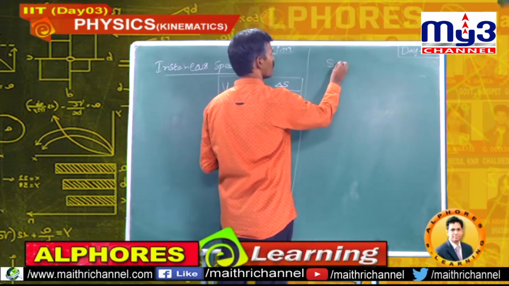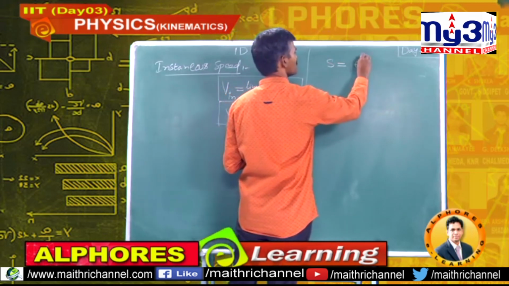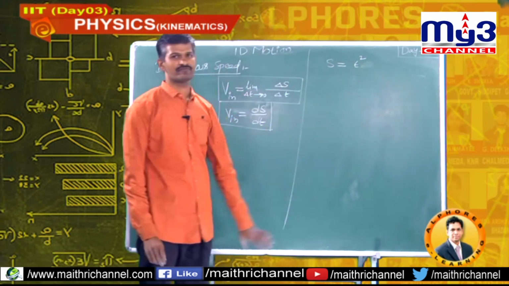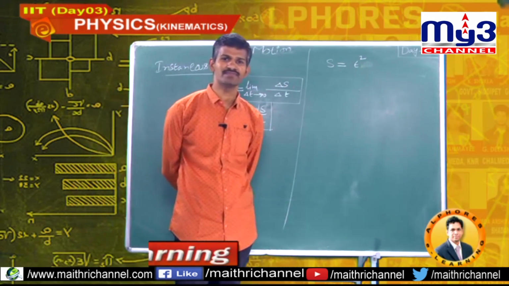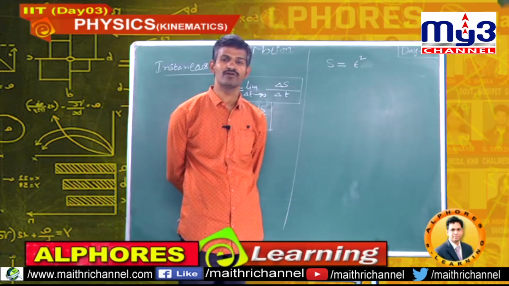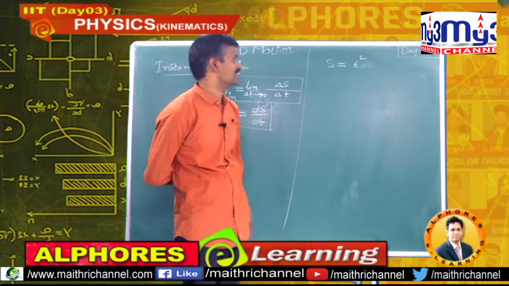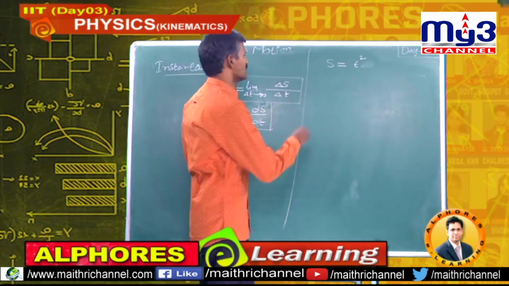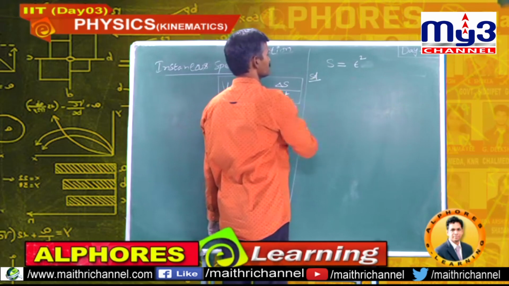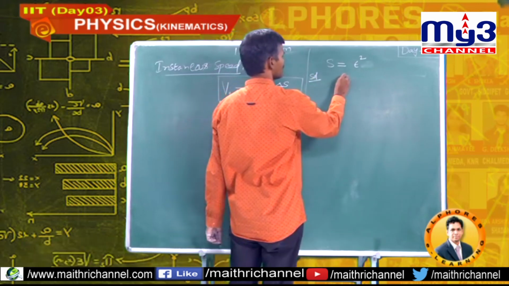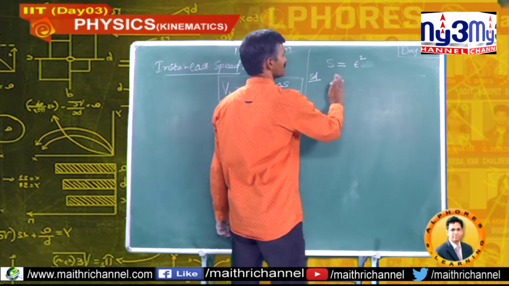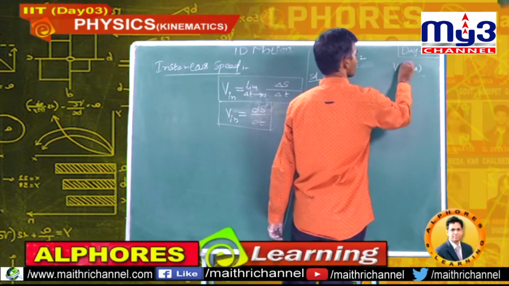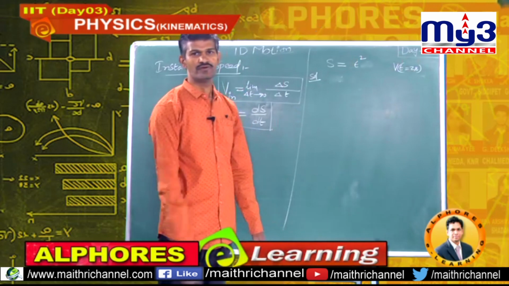The distance travelled by a body obeys the equation s is equal to t square. Find the instantaneous speed of the body at t equal to 2 seconds. So here we have to find the instantaneous speed V instantaneous at t equal to 2 seconds.